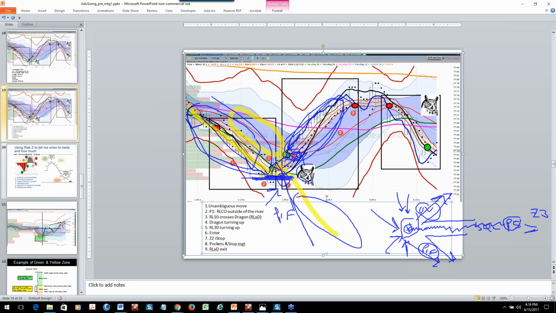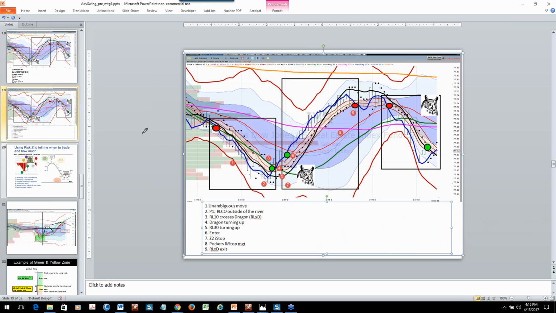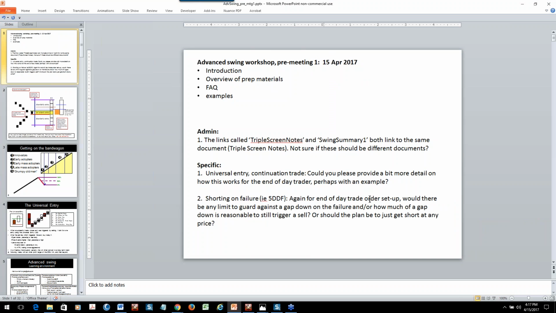Let's see. Let me check some other questions. So that was the question on the universal entry. The second question, let me zoom back up here. All right, so question number 2.